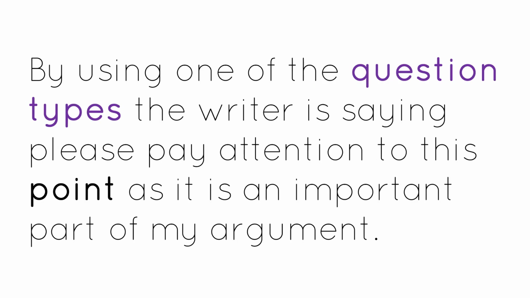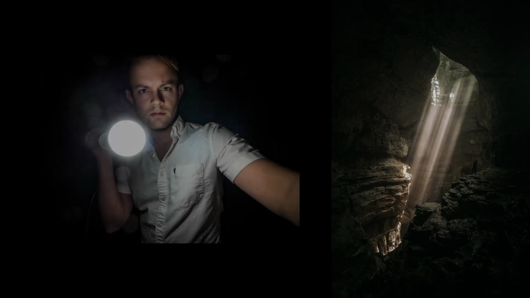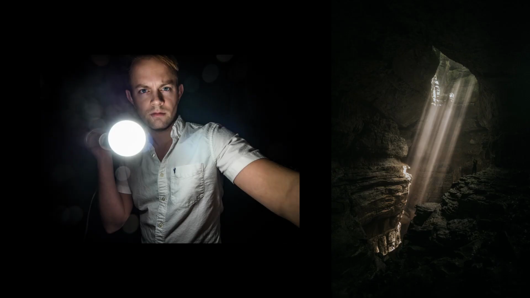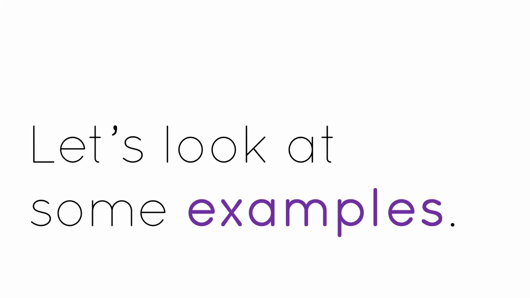Before we do that, by using one of the question types, the writer is saying, please pay attention to this point as it's an important part of my argument. This is why any of the techniques are used. So the writer is saying, this question and answer, or this rhetorical question, or this series of questions is asking you to look at a particular point that he or she, the writer, is making. So remember, it's the writer shining the light with the technique. Okay, and here come the examples.